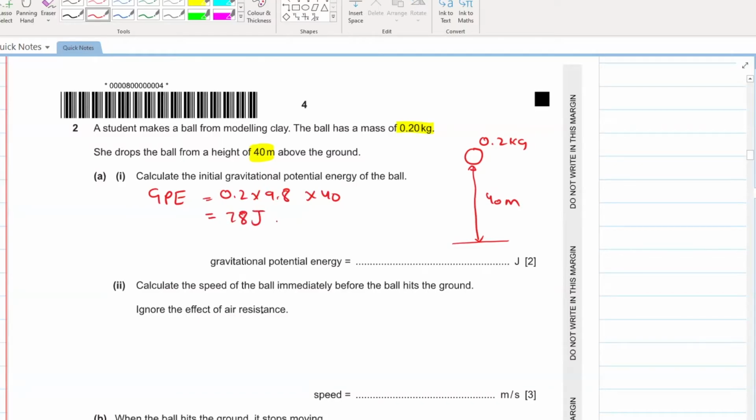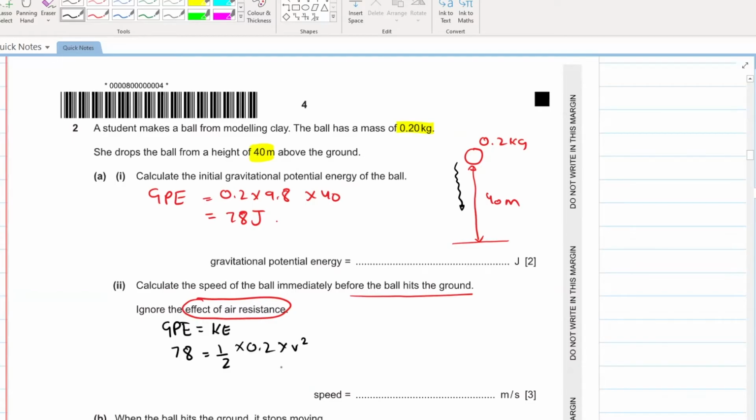Perfect. Now, calculate the speed of the ball immediately before the ball hits the ground. Ignore the effect of air resistance. Okay, so basically, what is happening? As the ball is moving down, the gravitational potential energy is getting converted into kinetic energy. What was your gravitational potential energy? 78. What is the formula of kinetic energy? 1 upon 2 into the mass, that is 0.2, into the velocity square.